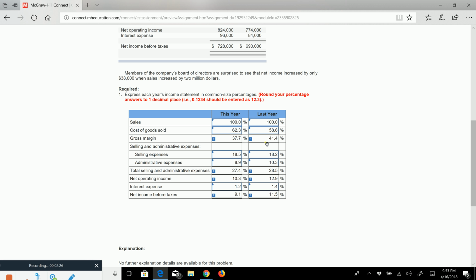And our gross margin, it went down. This is negative trend. Selling expenses as a percentage of sales, it increased. That's a negative trend. Admin expenses actually went down as a percentage of sales. That's a positive trend. Net income is a huge, right? 12.9 to 10.3. That's all because pretty much the cost of goods sold. All right, so you can see this is how we can better analyze as a percentage of sales. They're called common size statements.